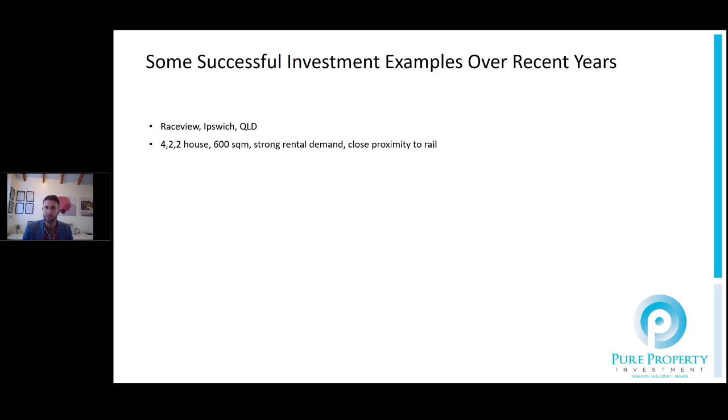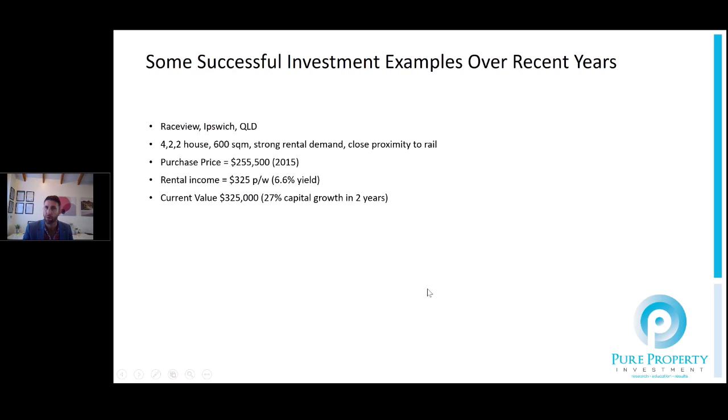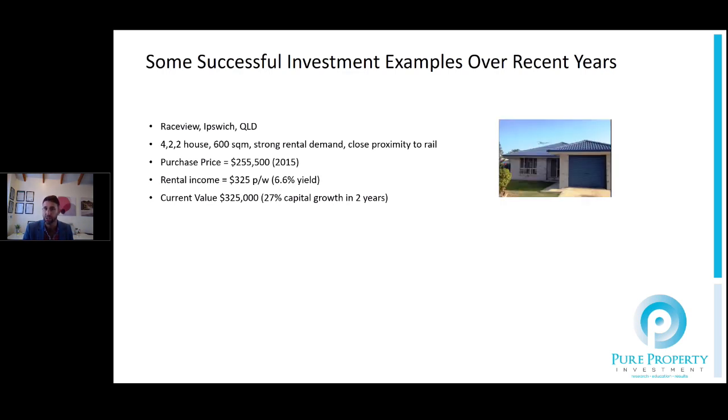Some more recent property purchases. This property here, particularly in Ipswich, in Brisbane, probably a lower price point for a different client. More of a set and forget, low cost, low issue house, which was a 4-2-2, 600 square metres. Strong rental demand, again, walking distance to rail, as well as the town centre. Cheap purchase price at the time, 2015 it was bought, which is probably just at the start of the growth cycle there. And we're talking $325 a week rent, strong yield on that property, current value $325,000, so it's actually performed quite well.